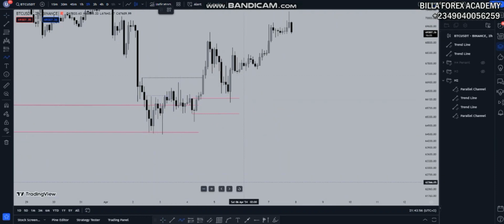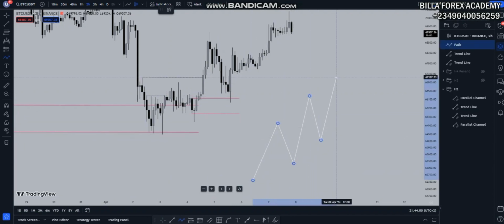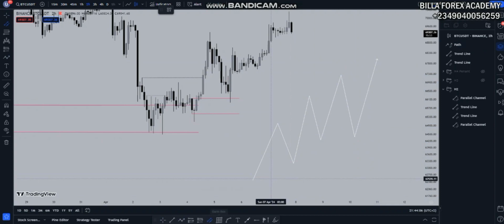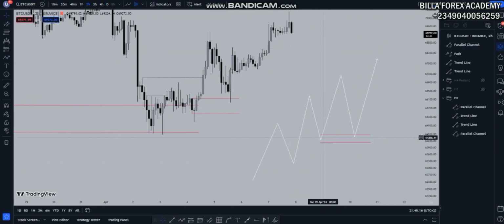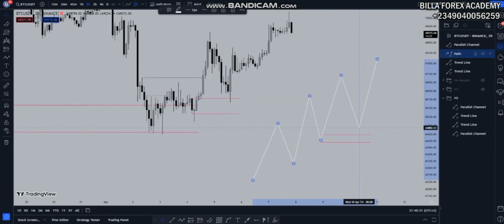This is just a continuation pattern I use, having double break of structures, expecting price to come back to the low before the second break of structure before going back up. So this is my entry. This is my entry model, having my first break of structure over here, my second break of structure over here, then using my entries at the low before the second break of structure, expecting price to pull back down to the zone before going up.